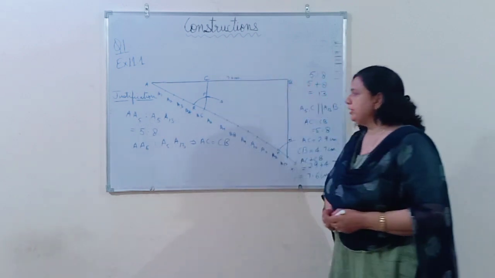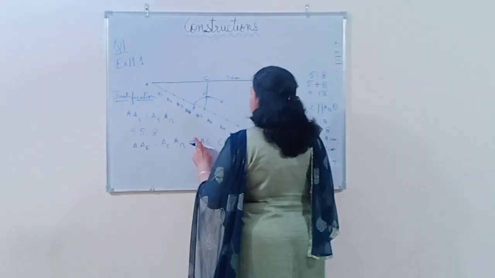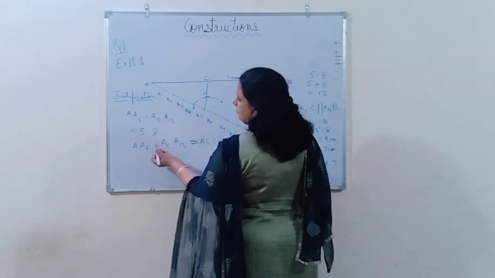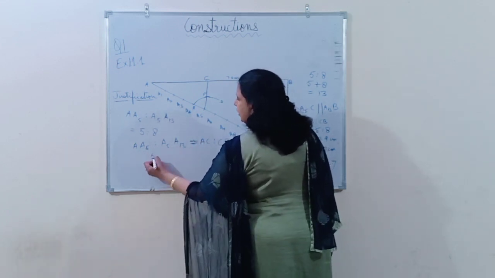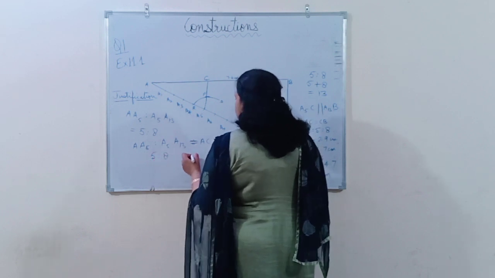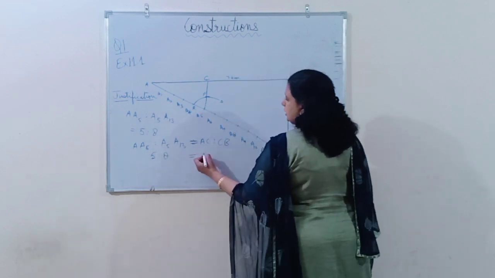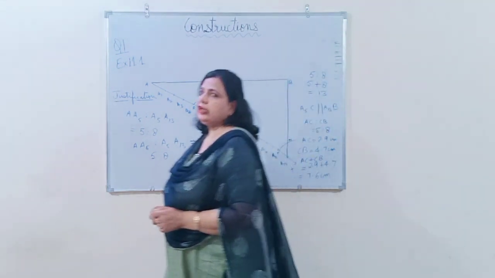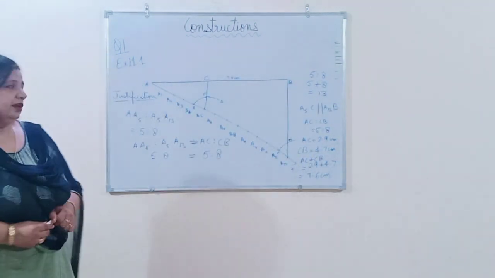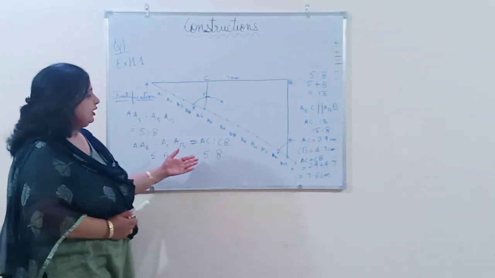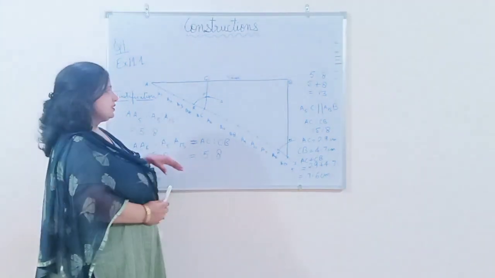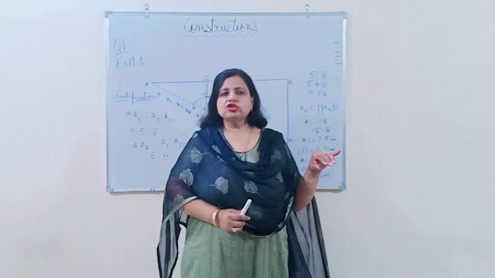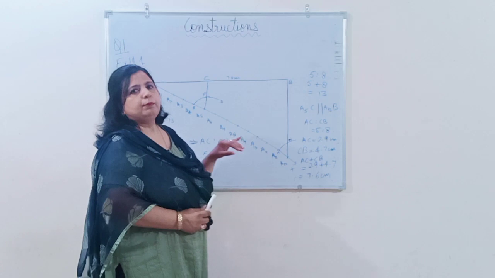Now the ratio A5 is to A5A13 is 5:8. So the ratio of AC is to CB will also be 5:8. This is our justification. For justification, we have taken the help of the basic proportionality theorem, BPT.